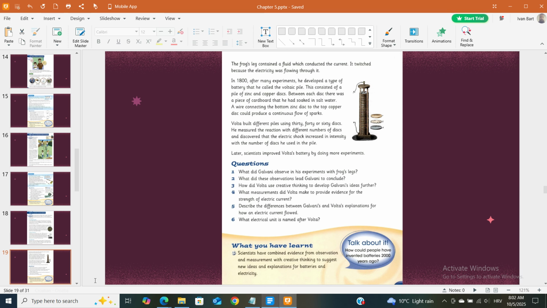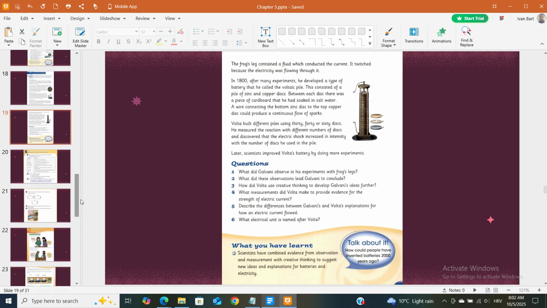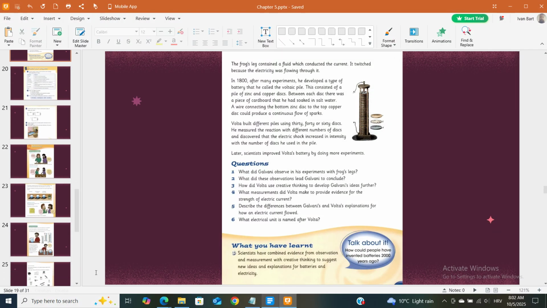In 1800, after many experiments, he developed a type of battery that he called the voltaic pile. This consisted of a pile of zinc and copper discs. Between each disc there was a piece of cardboard that he had soaked in salt water. A wire connecting the bottom zinc disc to the top copper disc could produce a continuous flow of sparks. Volta built different piles using 30, 40 or 60 discs. He measured the reaction with different numbers of discs and discovered that the electric shock increased in intensity with the number of discs he used in the pile.